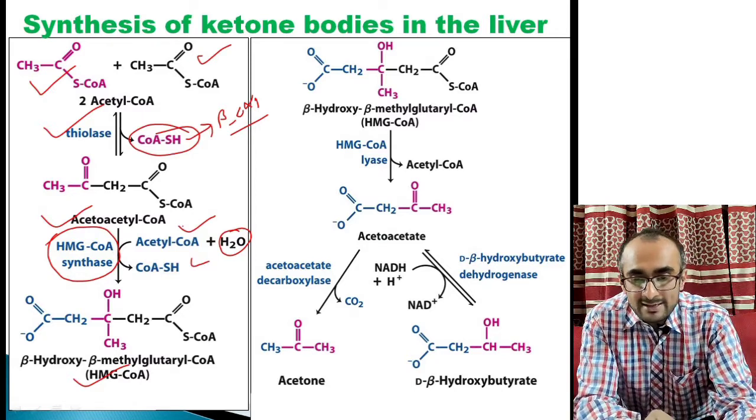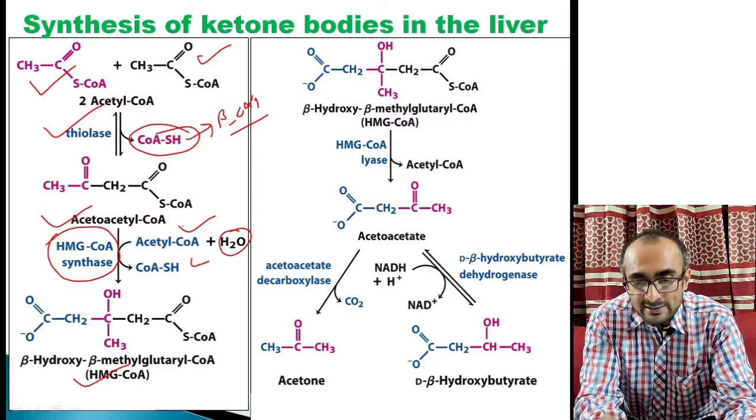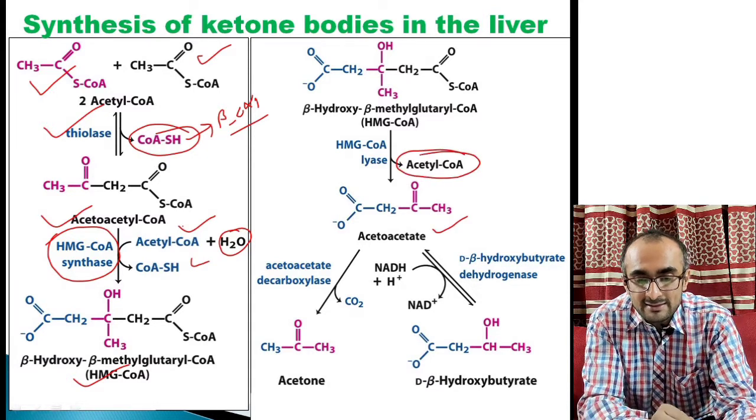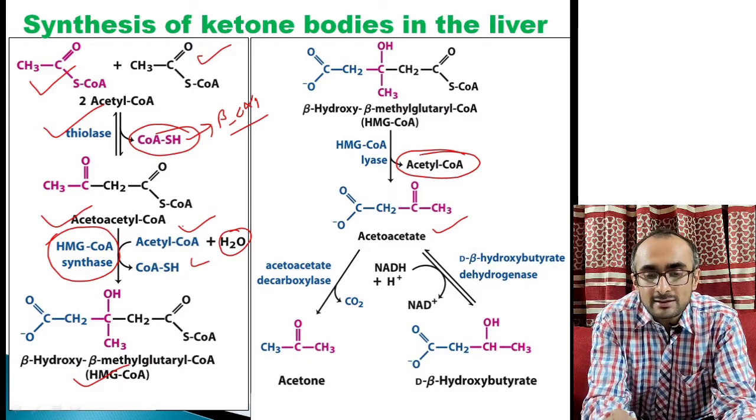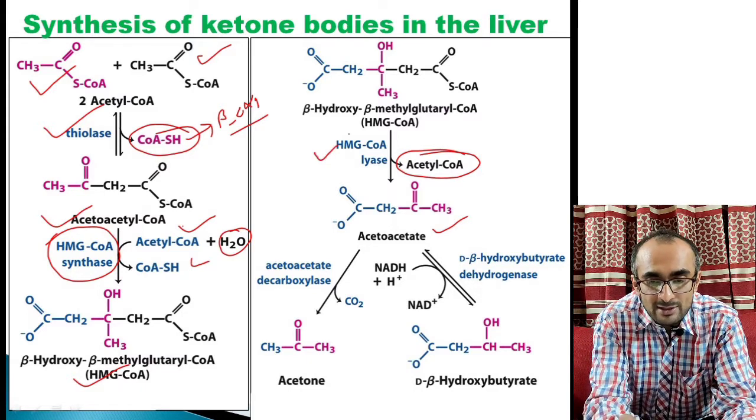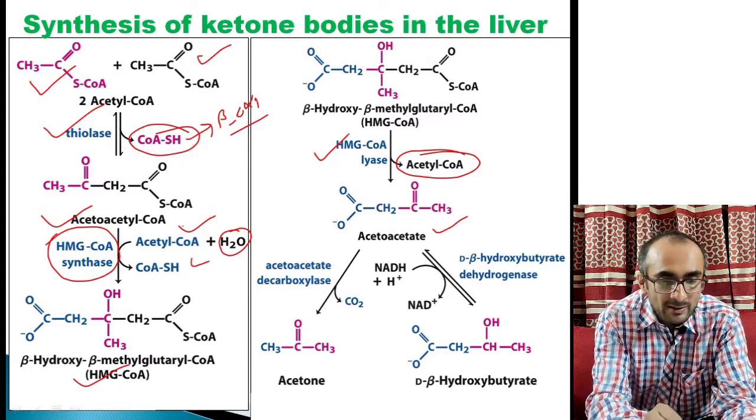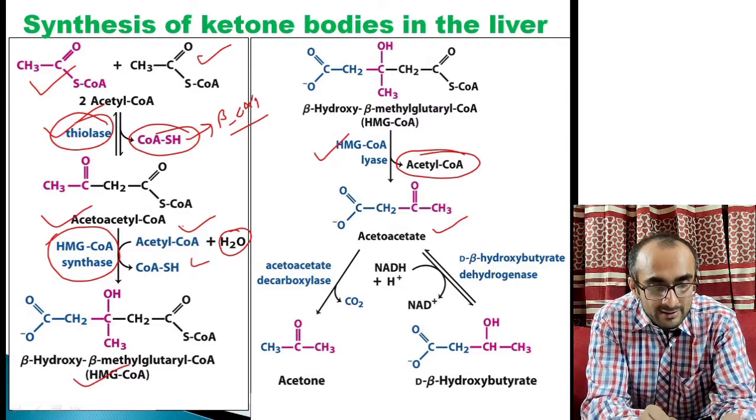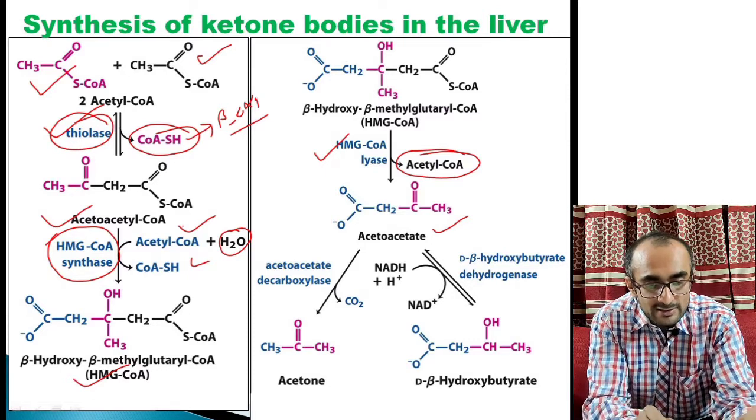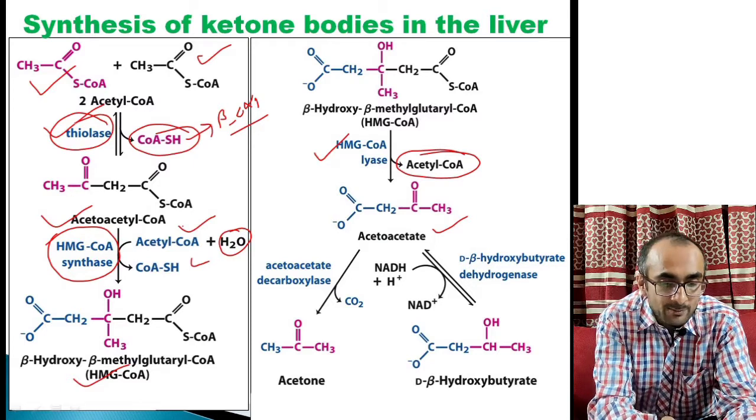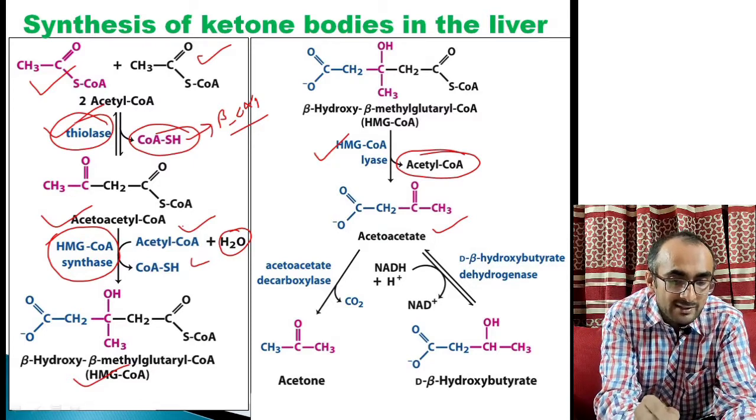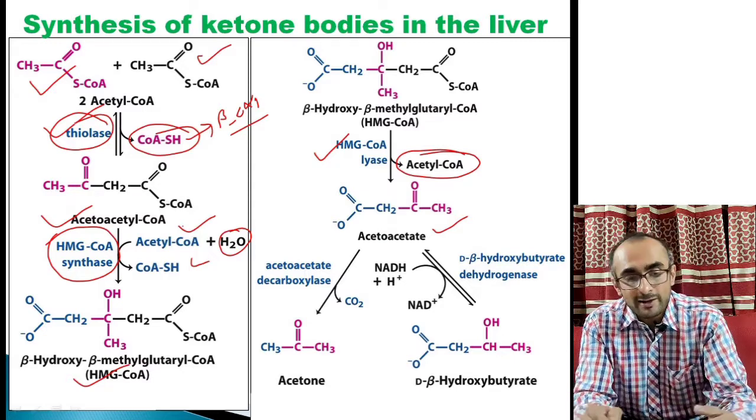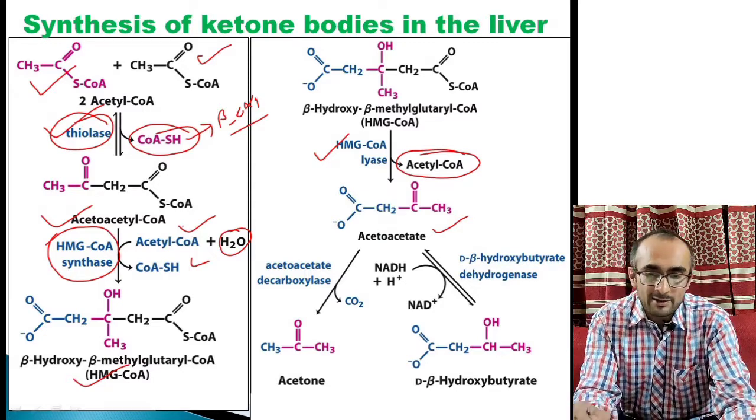This reaction is catalyzed by an enzyme called HMG coenzyme A synthase. So this HMG coenzyme A is lysed into acetoacetate. One acetyl coenzyme A is released in the reaction, which is catalyzed by another enzyme, HMG coenzyme A lyase. The first reaction catalyzed by thiolase is the only reversible reaction so far. In fact, thiolase is also used for splitting acetoacetyl coenzyme A into two acetyl coenzyme A molecules when ketone bodies are converted into acetyl coenzyme A.